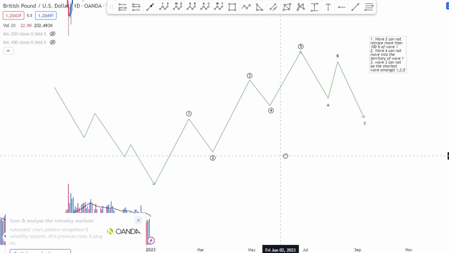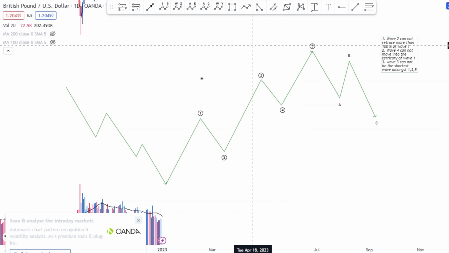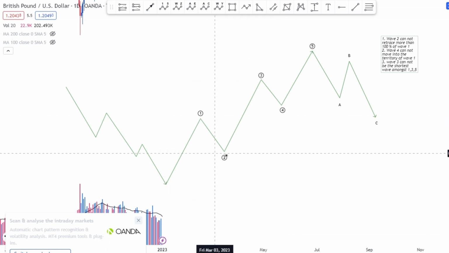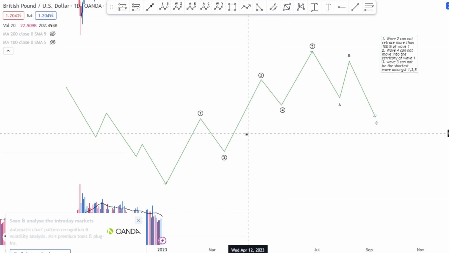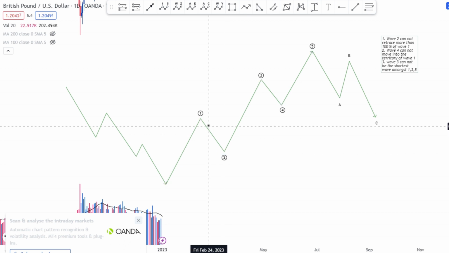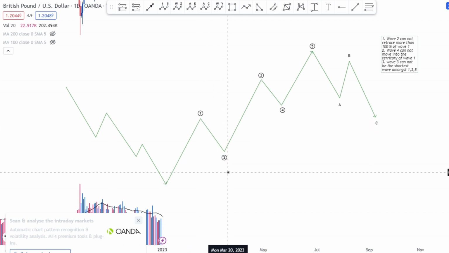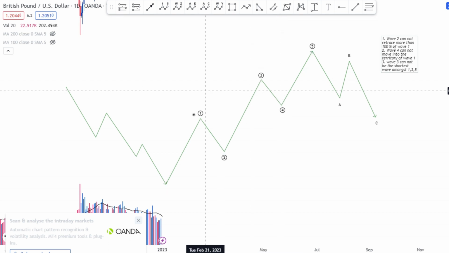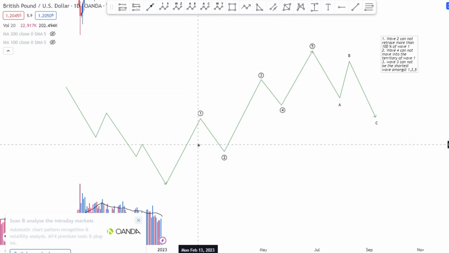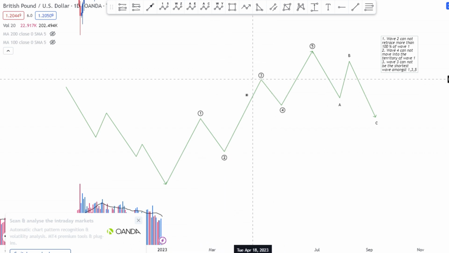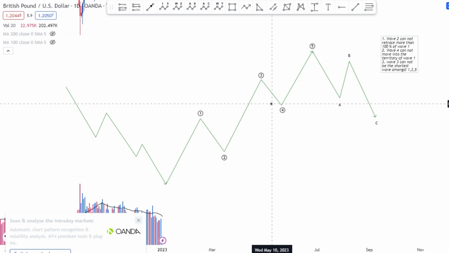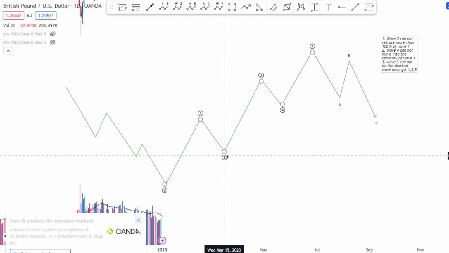Then wave 2 and wave 4 must display alternation. This is where I wanted to talk most about alternations. Alternations we have right here, wave 2 and then wave 4. Alternations can be in this manner. Either one will be deep, another will be shallow, or one will be a simple retracement, another one will be a complex retracement. That is the alternation.